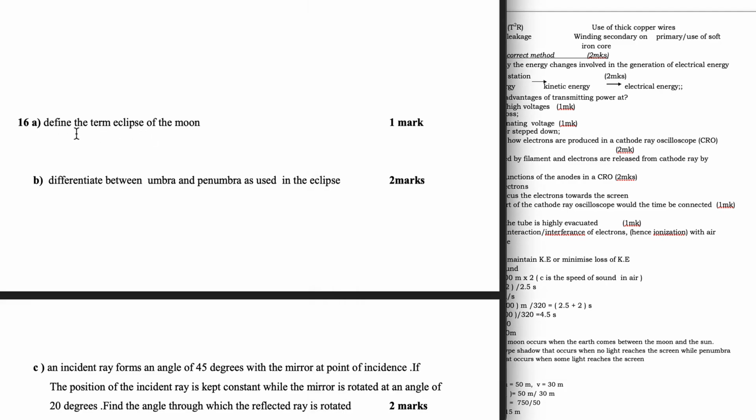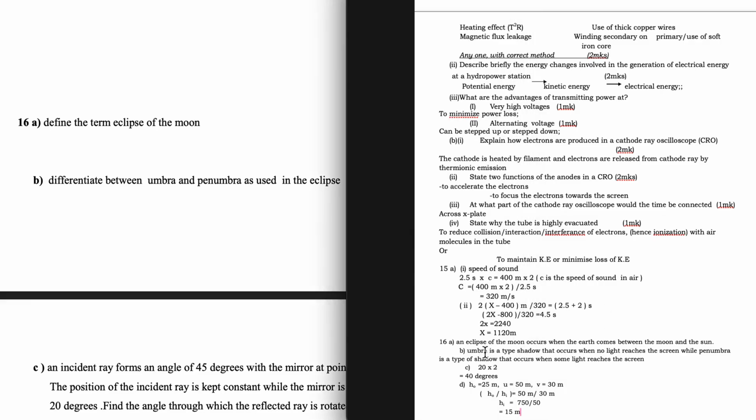Question 16a. Define the term eclipse of the moon. An eclipse of the moon occurs when the earth comes between the moon and the sun. Differentiate between umbra and penumbra as used in the eclipse. Umbra is a type of shadow that occurs when no light reaches the screen, while penumbra is a type of shadow that occurs when some light reaches the screen.